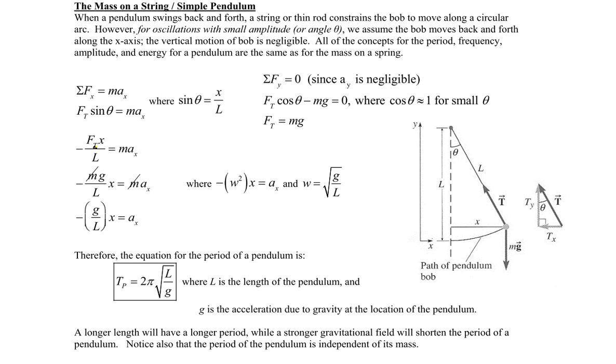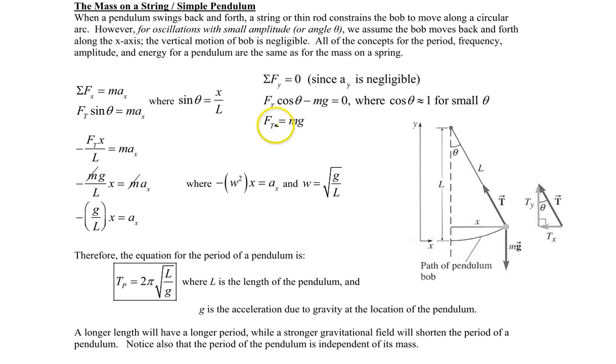Why is that so? Well, if we look along the y-axis, the sum of the forces in the y should be 0. And so really it should just be the y component of that tension is equal to mg, but if the angle is quite small, that's about 10 degrees or less, we're going to find that cos theta is approximately 1, and so we can say that the tension is approximately mg. So it's a small angle approximation that we're using.